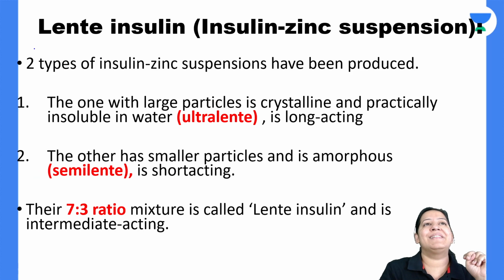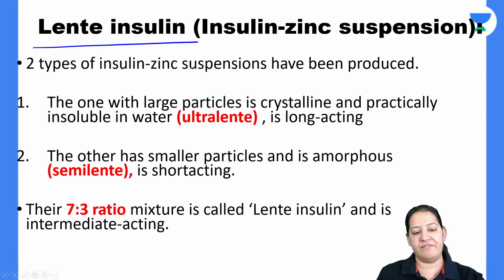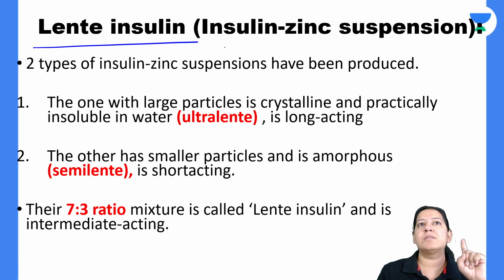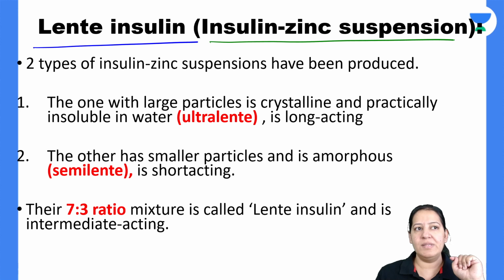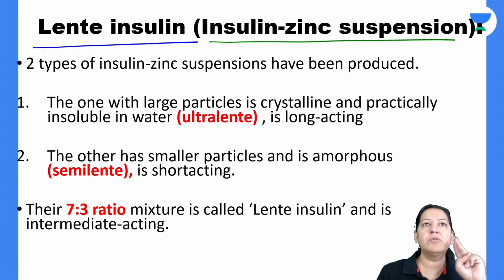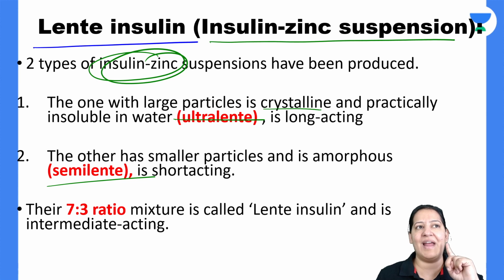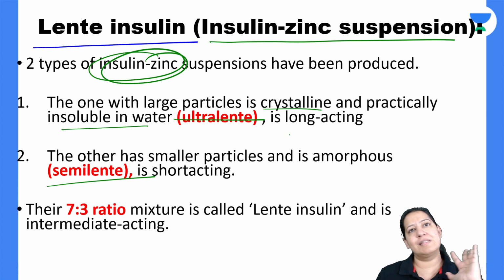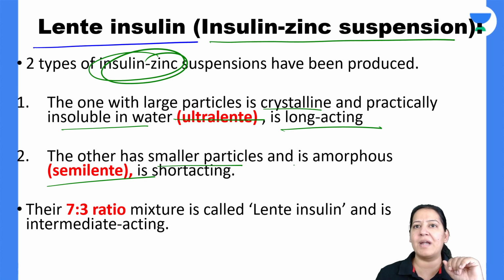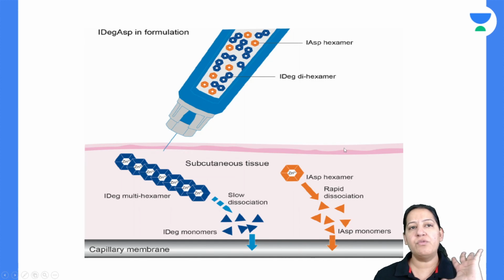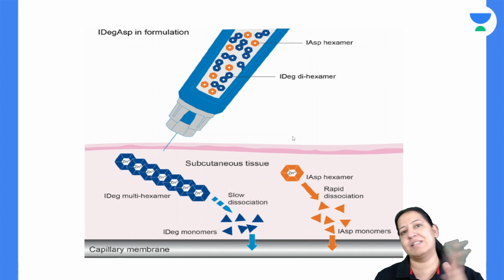Let me start with Lente insulin. It is known as insulin zinc suspension. Here we use two types of insulin zinc suspension, the ultra Lente and semi Lente. What do you mean by that? Here the one with larger particles is crystalline and practically insoluble in water. It is long acting, and the other, with smaller particles, is amorphous. It is short acting. So we are using different sizes of the zinc, right?